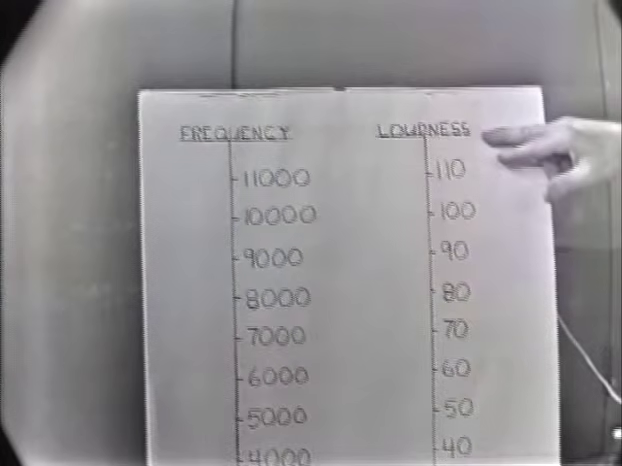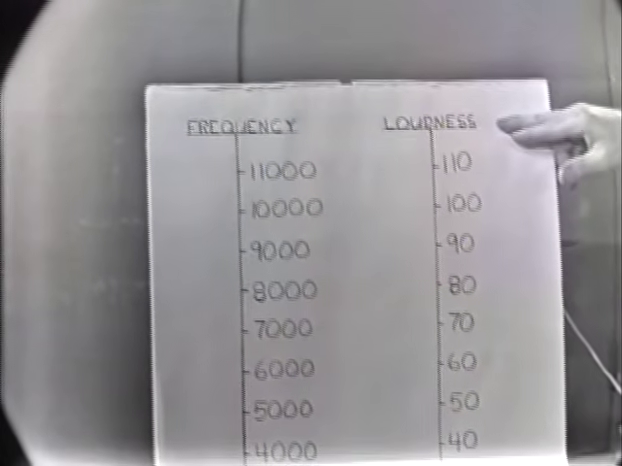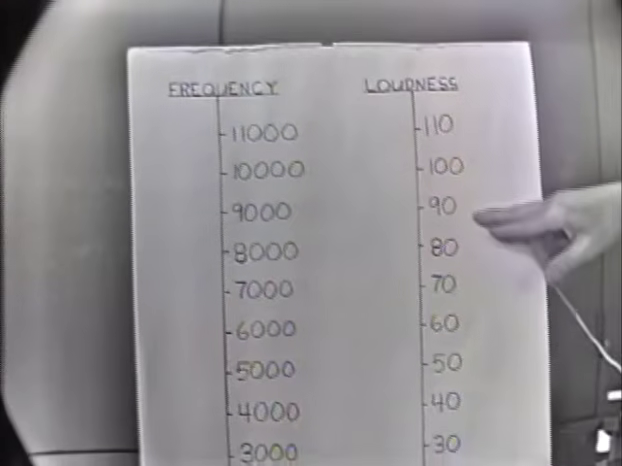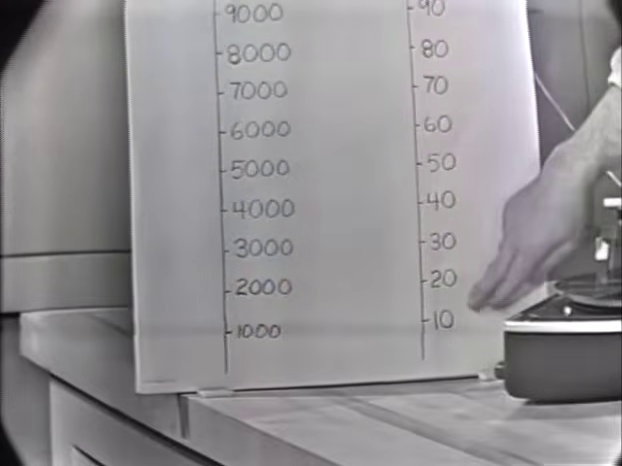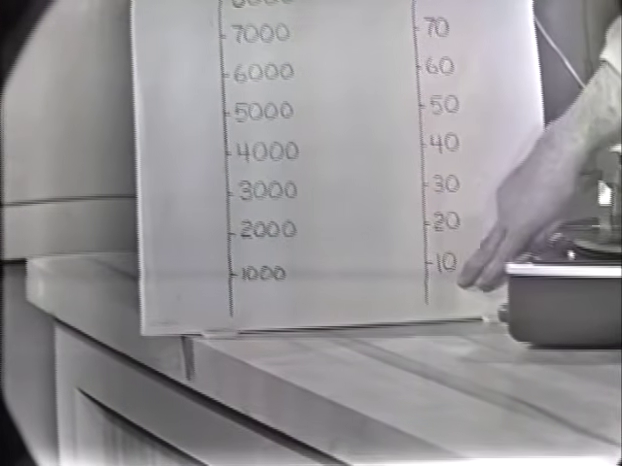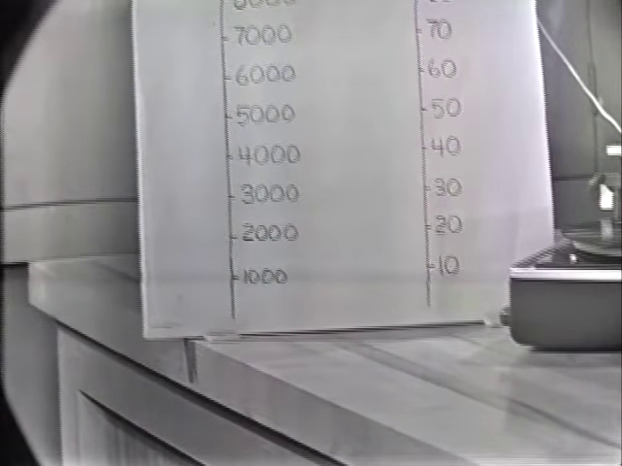How about loudness? Notice the loudness here, I started up at 120. And when the sound is that loud, it's so loud that it hurts your ears. And then it goes down through various levels all the way down to 0. This is in dB. What is about the lowest sound that you can hear if 0 is nothing?